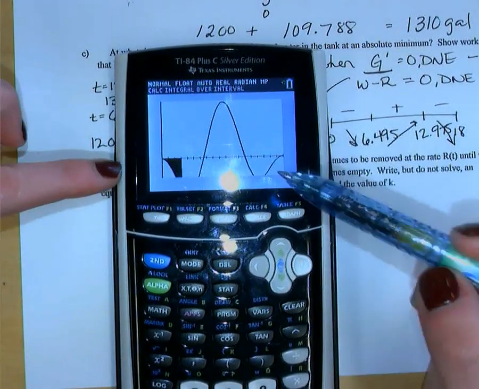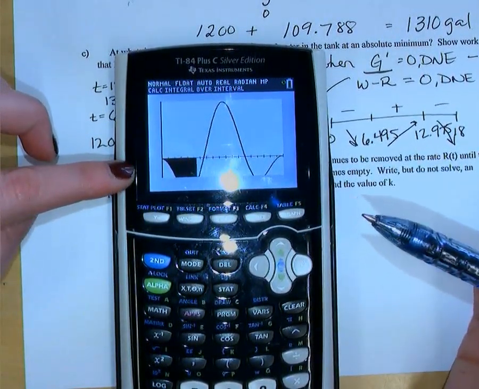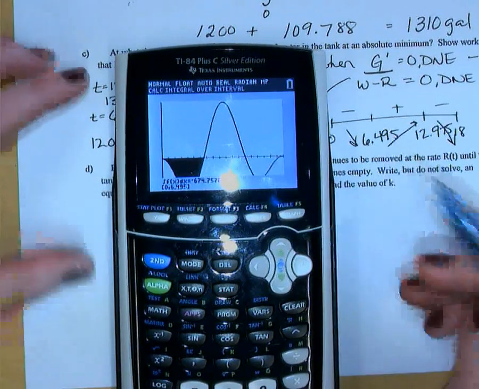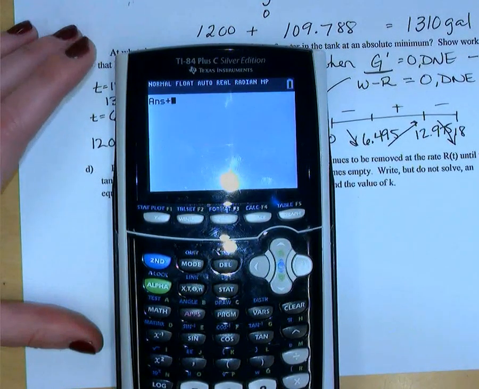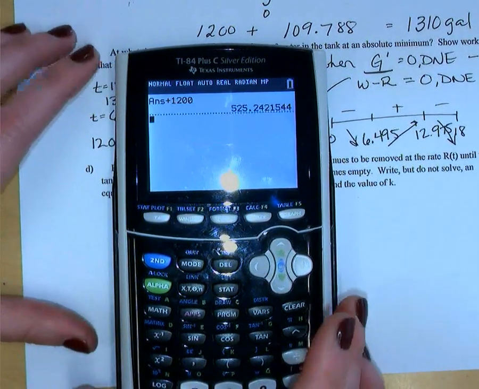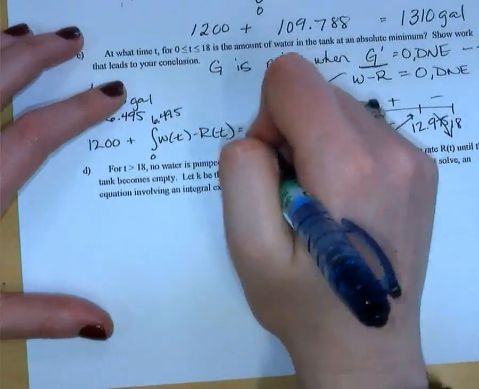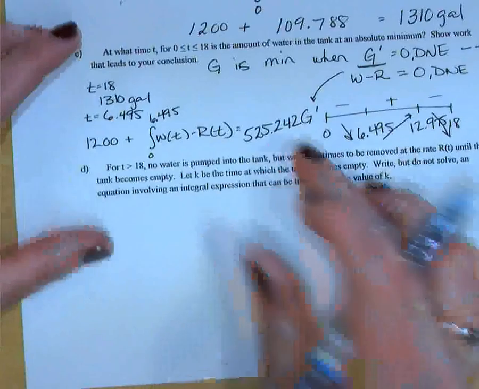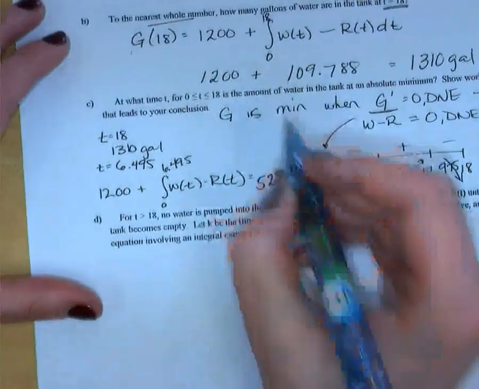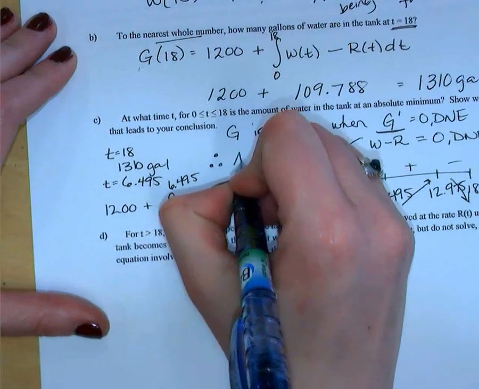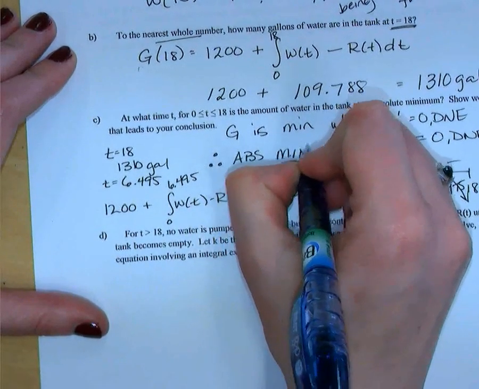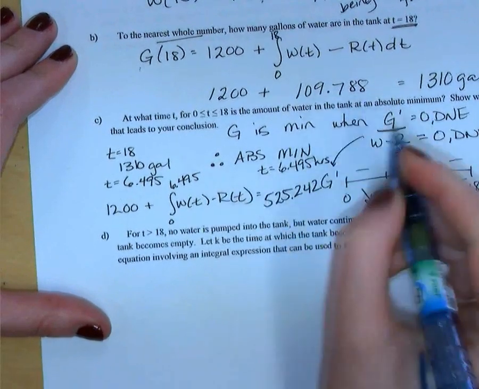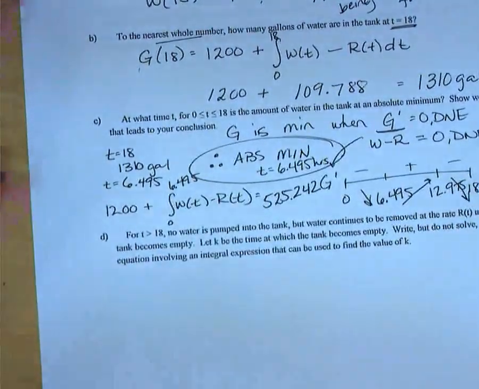Let's see what that is. There we go. Calculator's a little slow. And so I have my answer there, and what I want to do is add 1,200 to that. And I've got 525.242. That's how many gallons. Therefore, I'm going to put this, I guess, right in the middle of the page. Therefore, absolute min is at T equals 6.495 hours. So that's your final answer for that.